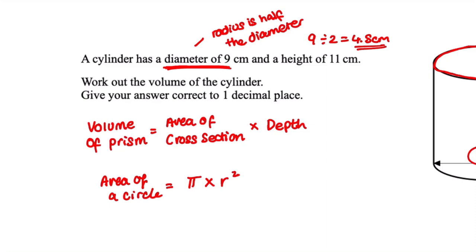A cross section is just the 2D shape. Okay, so we looked at it in our volume of prisms topic a couple of lessons back. If you've not watched that, the recording is on YouTube. But cross section is basically just your 2D shape.